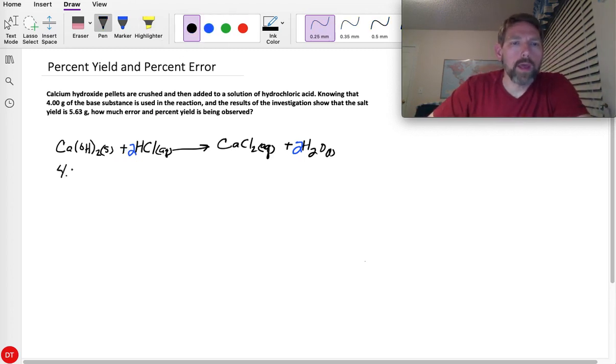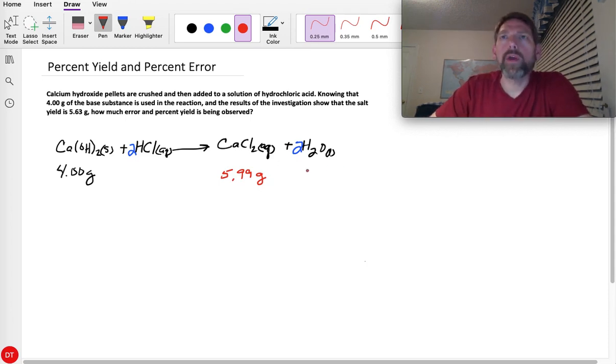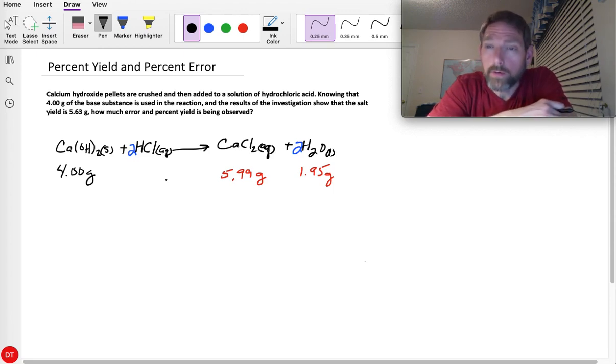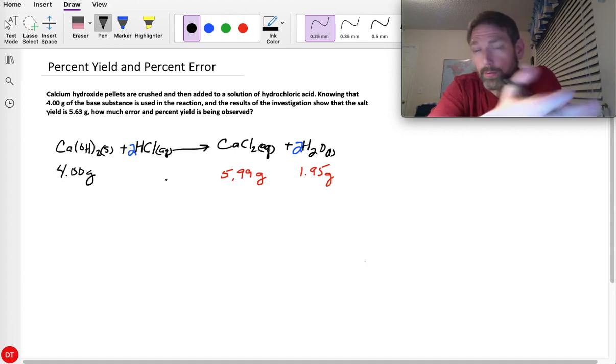And in this problem, we had 4 grams of this particular reagent. We had calculated, if I remember correctly, 5.99 grams of this substance here, and we had calculated 1.95 grams of water. Okay, so this problem: results show that 5.63 grams of salt is the yield. So that means that much is produced.